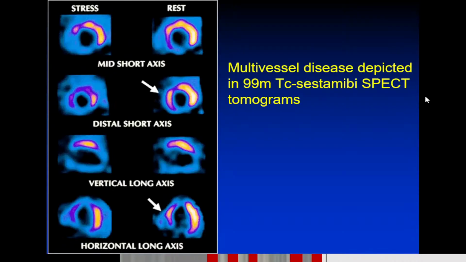The next, when we use single photon emission computed tomography with 99 technetium sestamibi, at rest we see rather good distribution of the technetium sestamibi, and after stress you see the significantly reduced perfusion of the myocardium. It's also the confirmation of coronary artery disease with such ischemic changes.